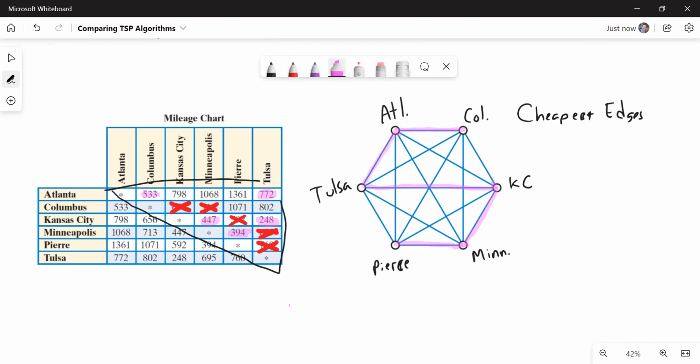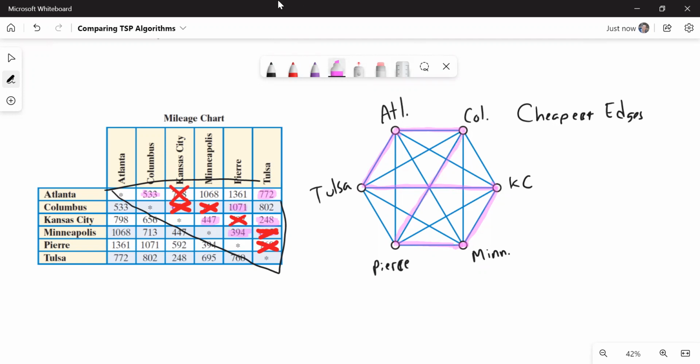If I connect those, I have all the vertices connected now. So this is a good place where I can say I don't have to look for them anymore. So actually I didn't even need to consider Atlanta to Kansas City in the first place. Now that I have all of the cities connected, I really have no choice but to close up this circuit. I have to connect Columbus with Pierre. So I'm stuck with that, Columbus to Pierre. And that makes me choose this one with 1071.